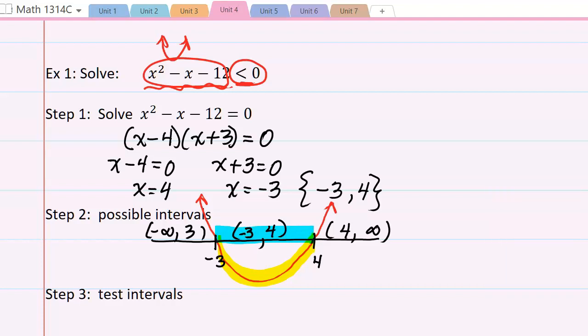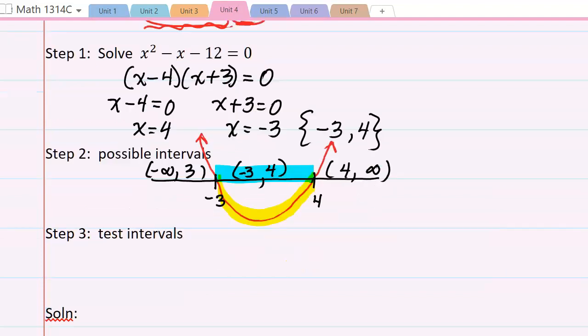Another way we can test which interval is part of the solution is to test the x value from each interval into the original inequality to see which will produce true statements. So for the interval of -3 and 4, let's test x equal to 0 into the original inequality.